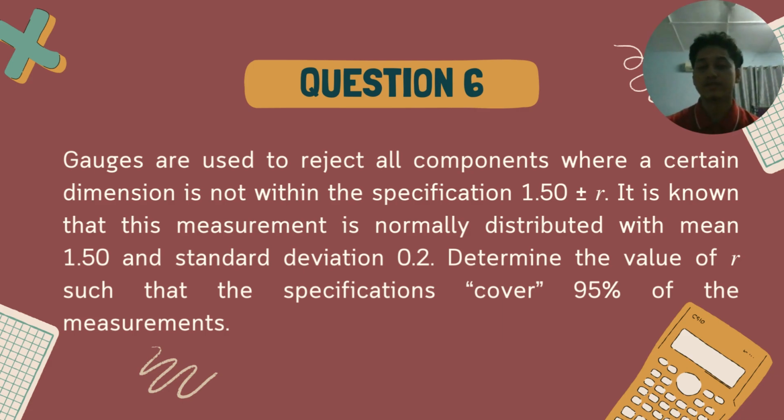So the question is, gauges are used to reject all components where a certain dimension is not within the specification 1.5 plus or minus r. It is known that this measurement is normally distributed with mean 1.5 and standard deviation 0.2. Determine the value of r such that the specification covers 95% of the measurements.